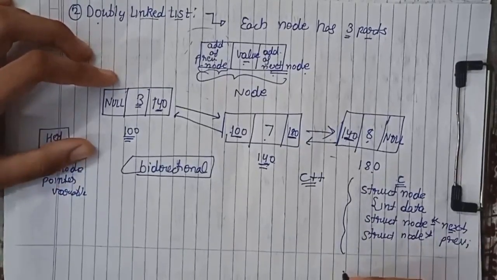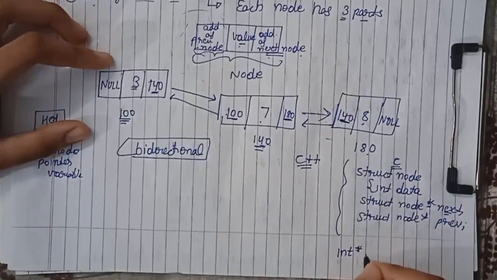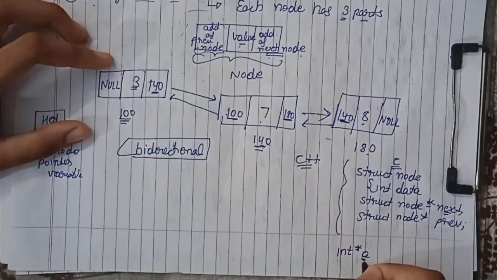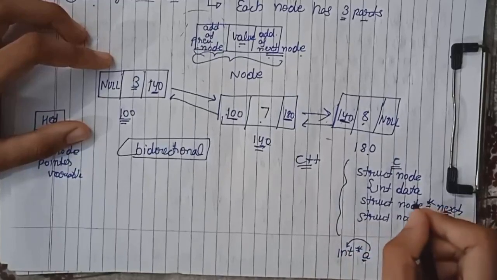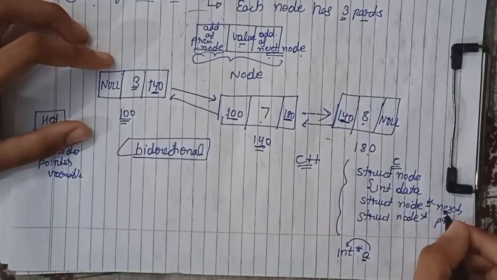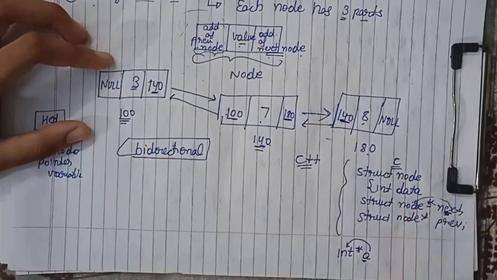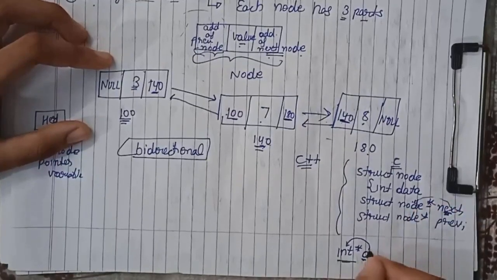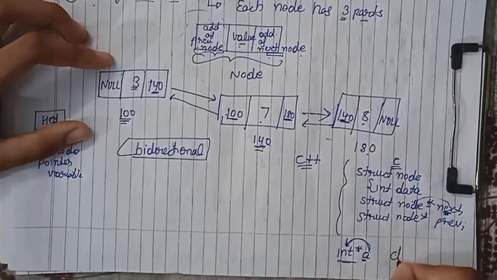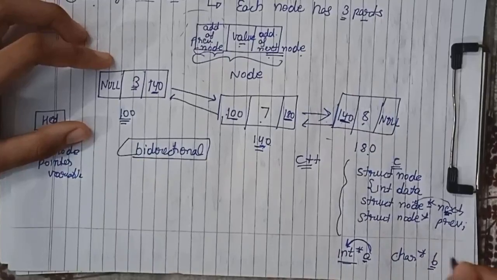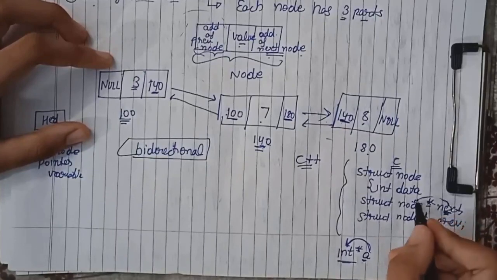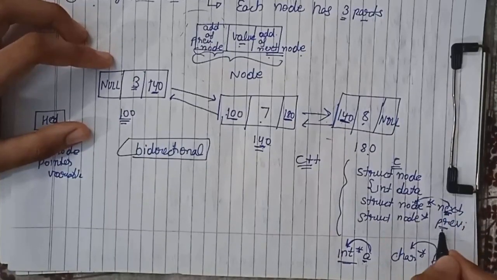You must note that when I say int star a, then a is a pointer of type int. Now this next is a pointer of type struct node. So this next will store the address of struct node. Here in this case a is used to store the address of an integer. If I have char star b, then b is a pointer which stores the address of a character. So next is a pointer which stores the address of a node. Previous is a pointer which stores the address of a node.